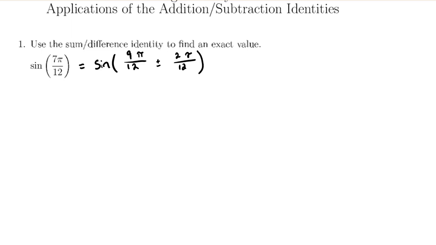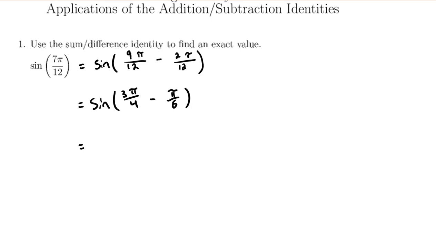Now, when I do 9 minus 2, I have 7. So 9 pi over 12 minus 2 pi over 12 will give me 7 pi over 12. So this is a difference that's equal to my angle of 7 pi over 12 that I want. And even better, if I think of this as simplified now, I have 3 pi over 4 minus pi over 6, both of which are nice angles on the unit circle.